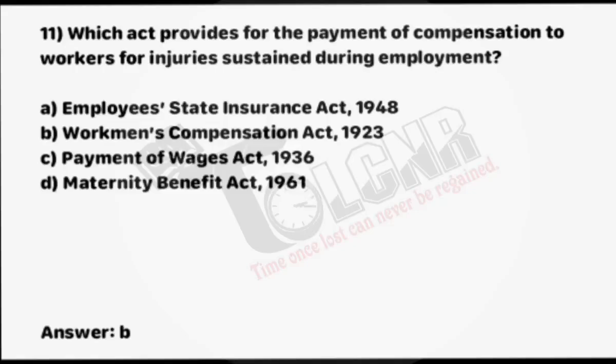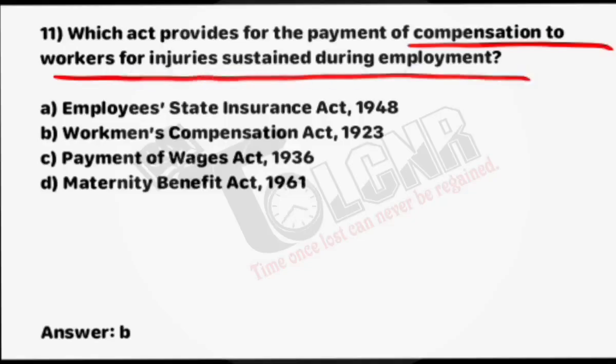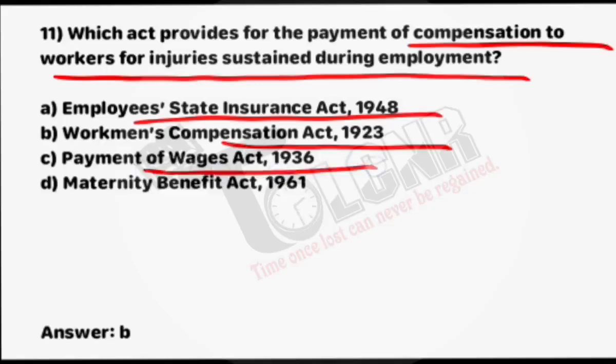Next question, what act provides for the payment of compensation to workers for injuries sustained during employment? Option A, Employees State Insurance Act 1948. Option B, Workmen's Compensation Act 1923. Option C, Payment of Wages Act 1936. Option D, Maternity Benefit Act 1961. Option B is correct, Workmen's Compensation Act 1923. This act provides for the payment of compensation to workers for injuries sustained during employment, right?